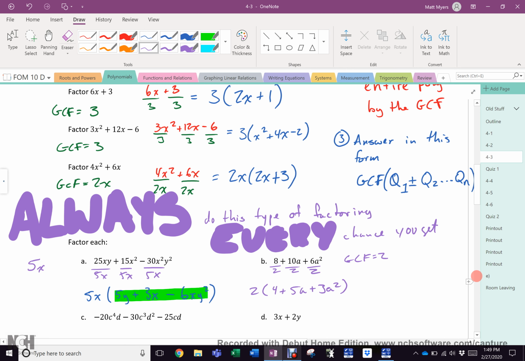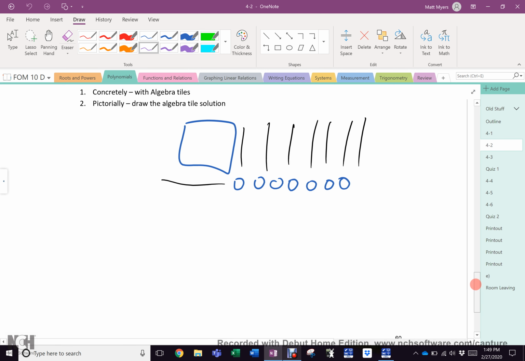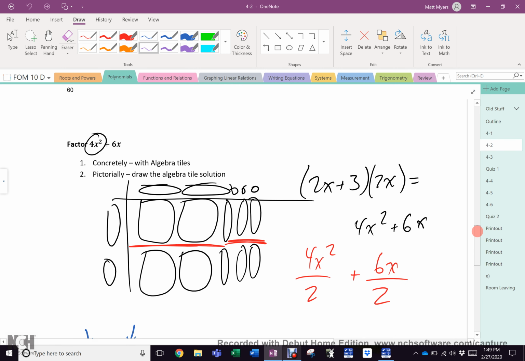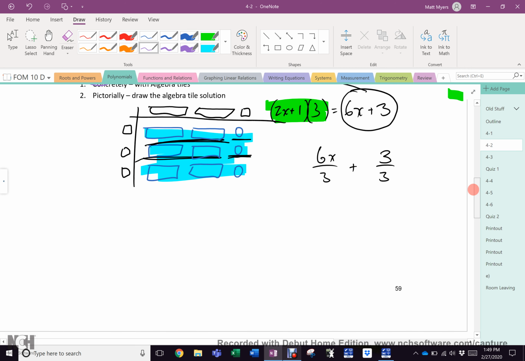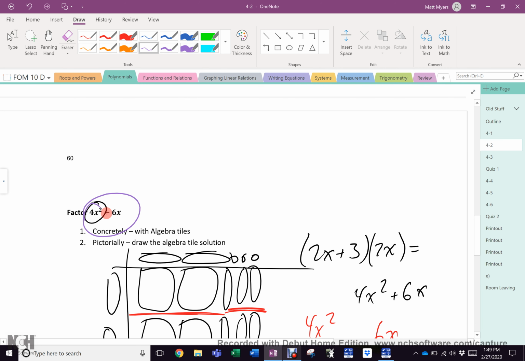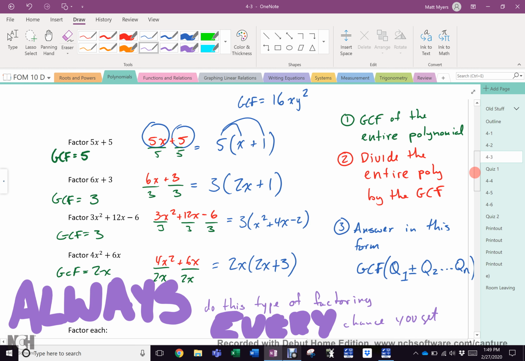You did it yesterday. If you were here, you did it yesterday when we broke up these with our algebra tiles. And you will notice those are 2 of the examples I did today. It's almost like I planned it.